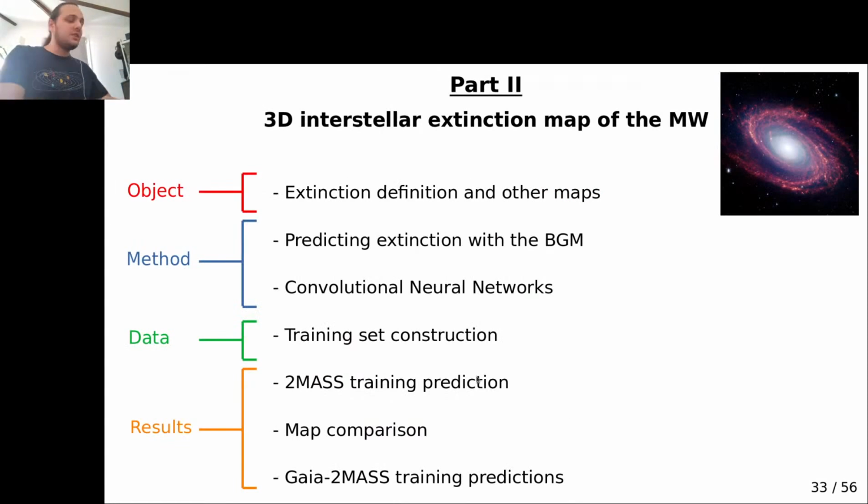So now I will switch to the second part, which is about 3D interstellar extinction maps. Again, I will describe the object of interest, our methodology to do so, the construction of our data set, and I will finish by presenting some results we had.